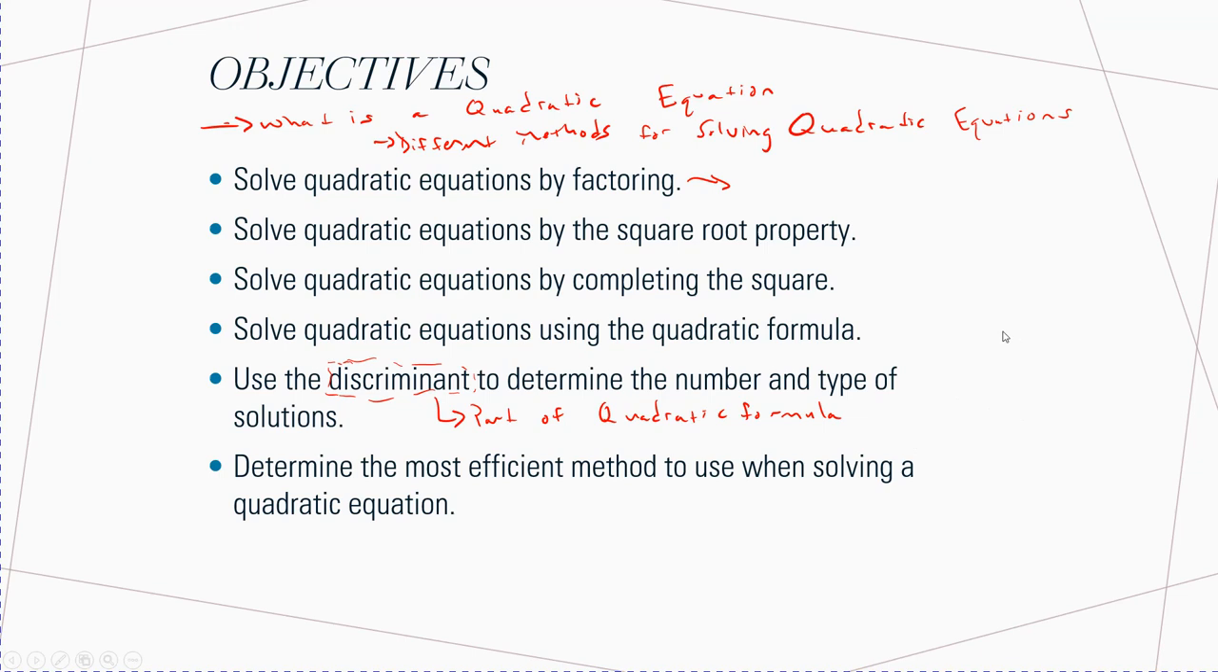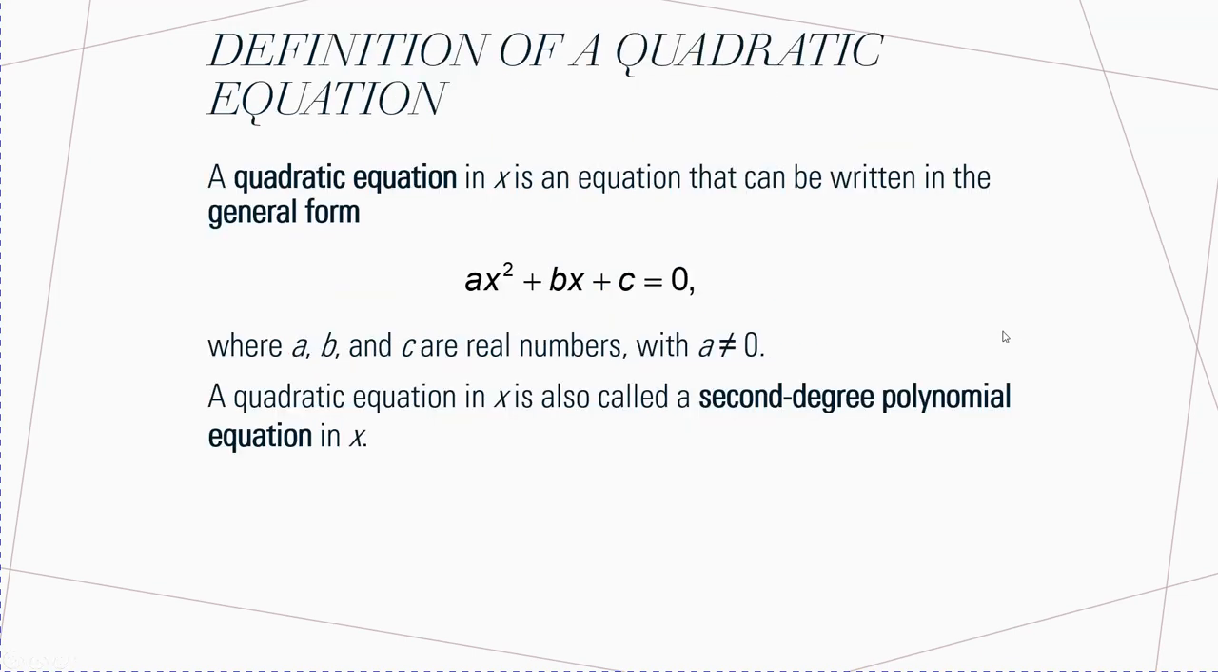In this lecture, let's first start off by talking about what exactly is a quadratic equation. A quadratic equation in x, and it can be any variable, it doesn't just have to be x, is an equation that can be written in the general form ax squared plus bx plus c is equal to 0. Here a, b, and c are real numbers, numbers like 5, -2, 3, things like that, as long as a does not equal 0. b and c can be 0, that's perfectly fine, but a cannot be 0.